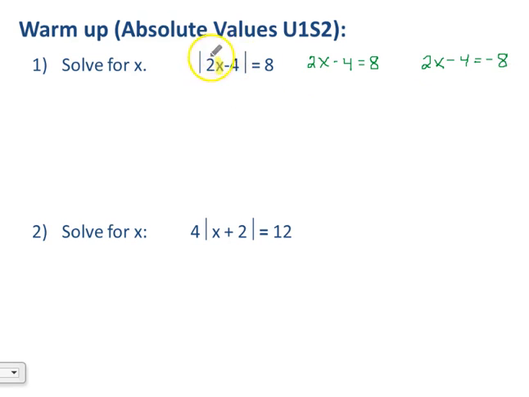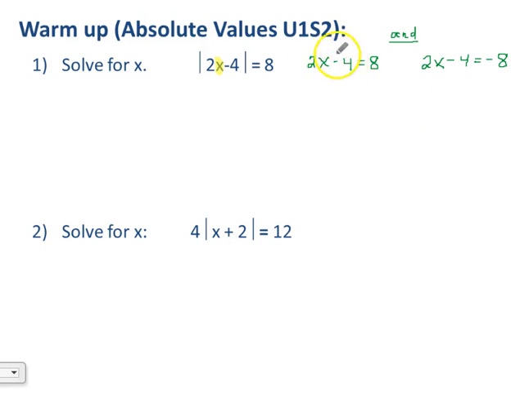Because remember, those absolute value bars tell us the distance on the number line from 8 in both directions. So from negative 8 to 0 would be 8 units, as well as from 0 to 8 on the positive side would be 8 units. So we're going to have 2 equations that we're going to solve for, and both of our values will be the values of x. There's going to be 2 different values that will work.